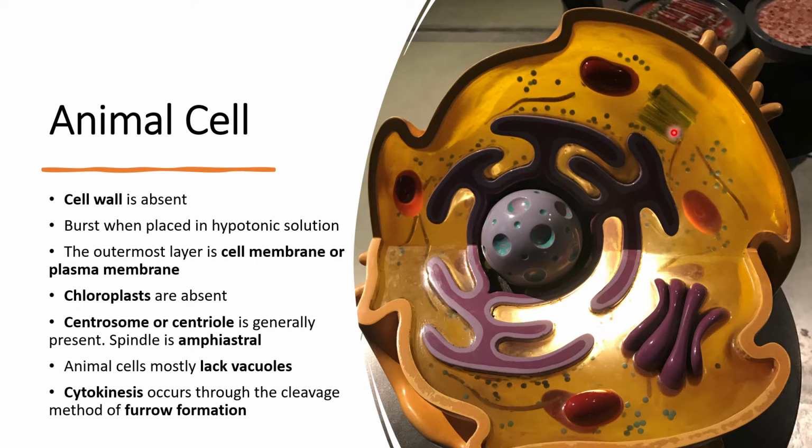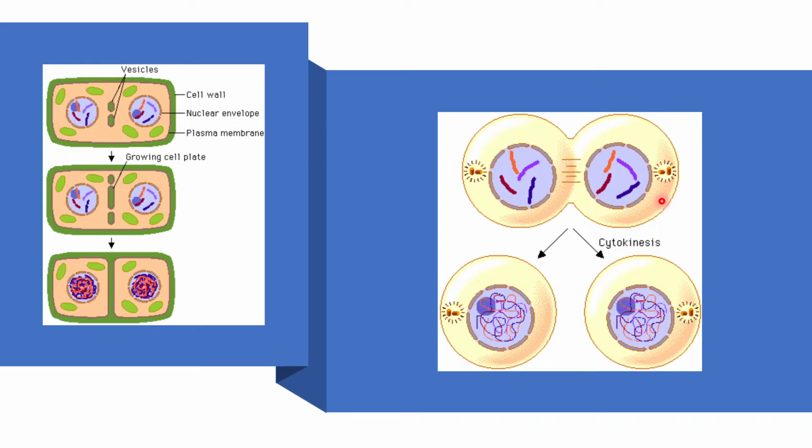So that's why the spindle formed in an animal cell is amphiastral. As centrosome is present, it helps in the formation of astral rays, and amphi means both sides. So in animal cell, due to the presence of centrosome, amphiastral rays are formed. Here the astral rays are found in both poles of the cell.